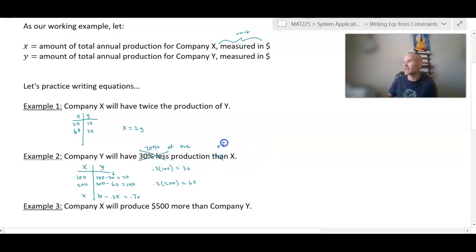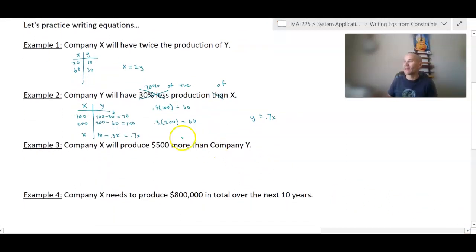Okay, that just makes a little bit more sense, because rather than having to subtract off, we could just think about, well, if it's 30% less, then it's 70% of. If it's 60% less, then it's 40% of. And so in this case, we know that y is going to equal 0.7 of x. And that's usually the way we want to write it.